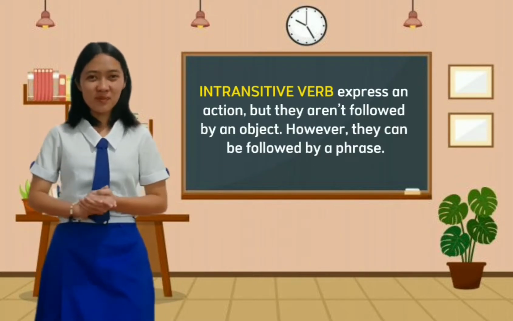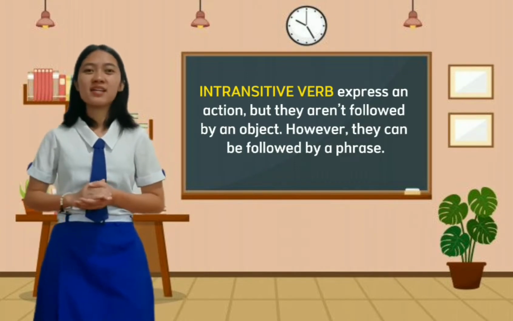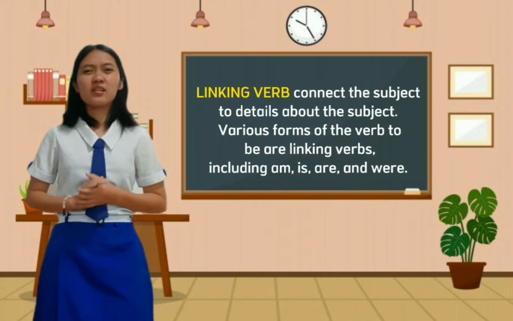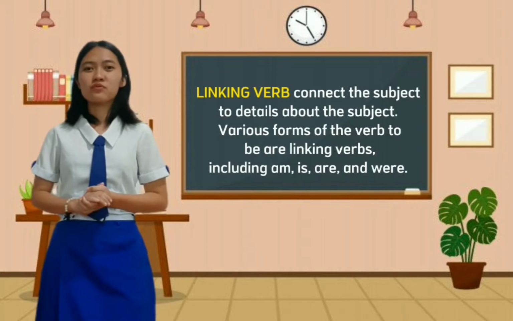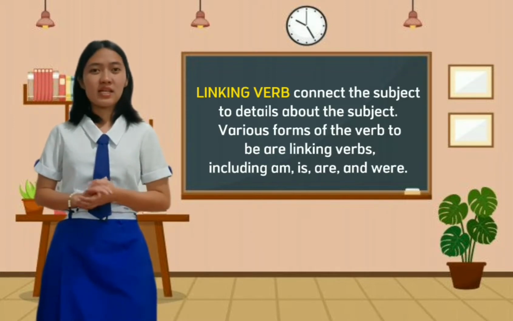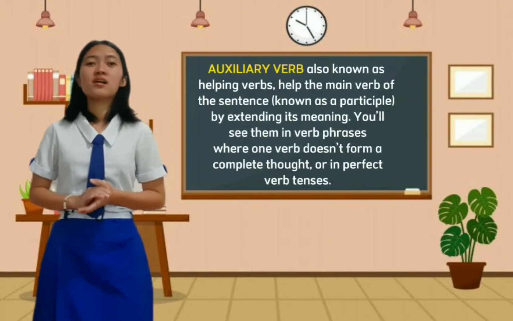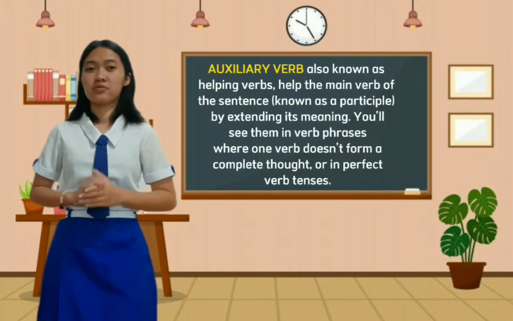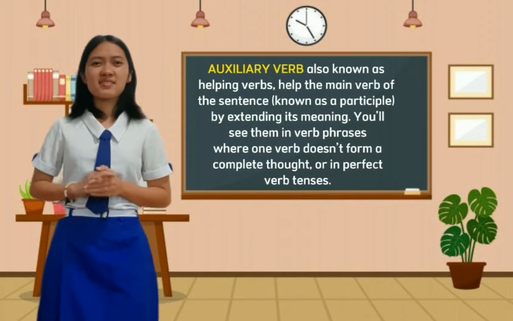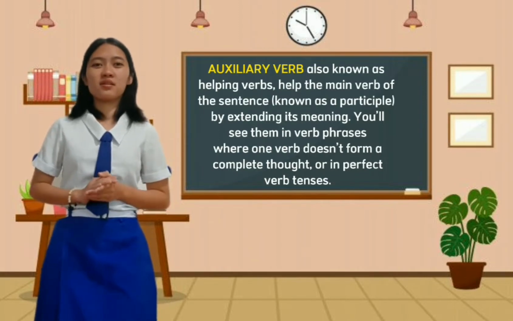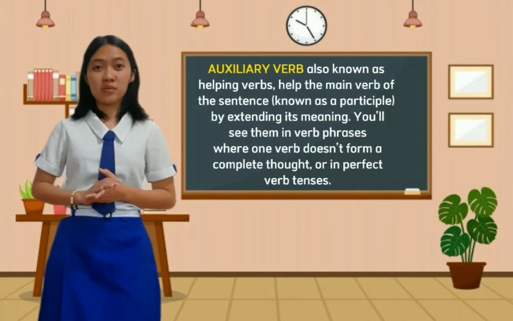Intransitive verbs express an action, but they are not followed by an object. However, they can be followed by a phrase. Linking verbs connect the subject to details about the subject. Various forms of the verb to be are linking verbs, including am, is, are, and were. Auxiliary verbs, also known as helping verbs, help the main verb of the sentence, known as a participle, by extending its meaning. You'll see them in verb phrases where one verb doesn't form a complete thought, or in perfect verb tenses.